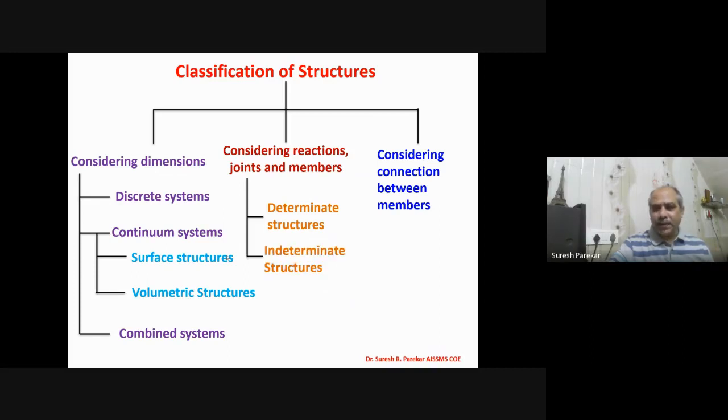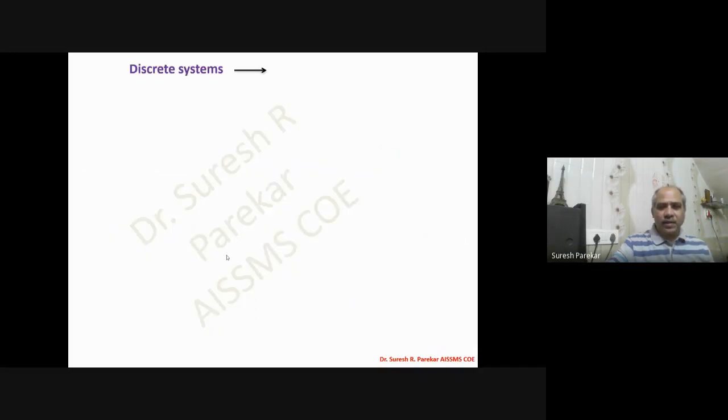Considering connection between members, we have two types again. One is pin jointed structures, another is rigid jointed structures. Broadly, we are going to classify structure in this way. Now, we are mainly interested in all these classifications.